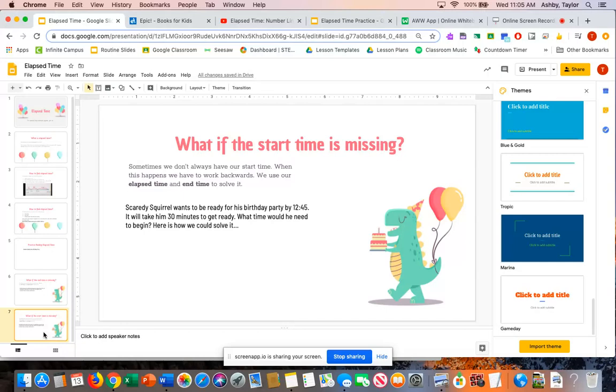Scaredy Squirrel wants to be ready for his birthday party at 12:45. It will take him 30 minutes to get ready. What time would he need to begin? Here is how we could solve it. Let's take a look at the information that is important to us in this problem.